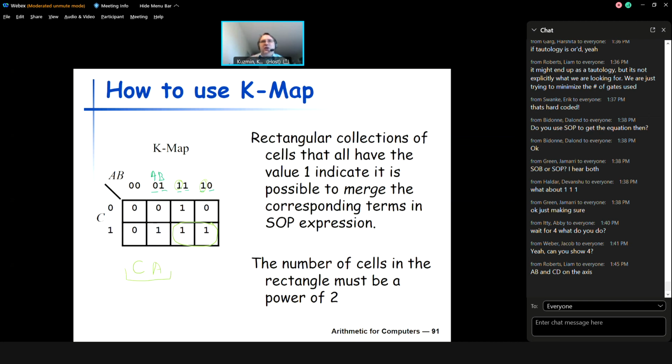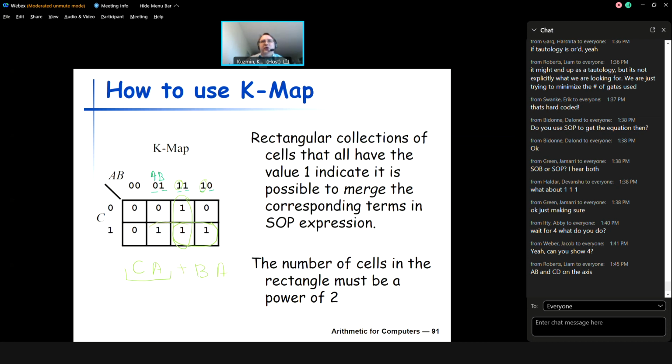And then you do the same thing here, right? You circle like that. What would that be? Well, here C doesn't matter because C is 0 and 1, right? C can be 0, C can be 1, doesn't matter. So it means that we have A and B, right?